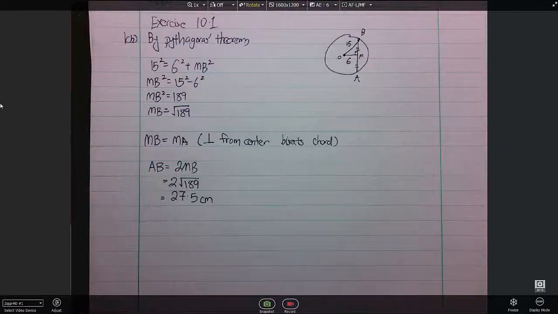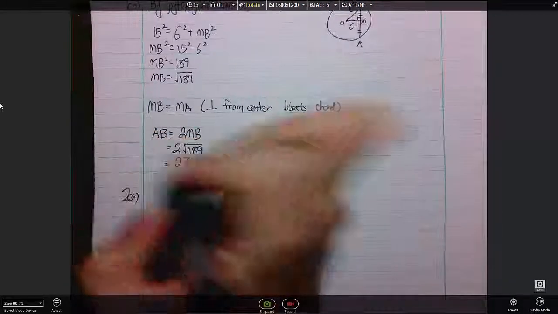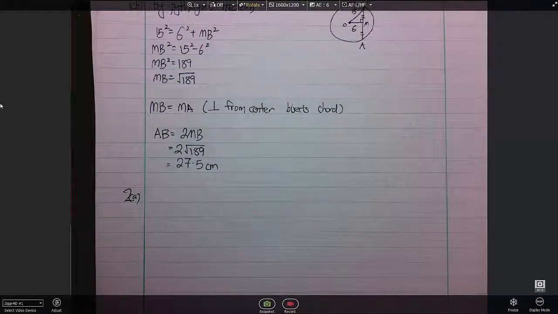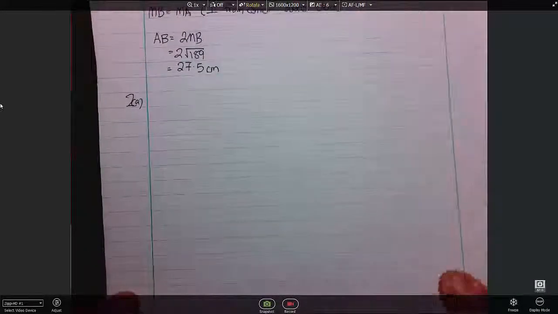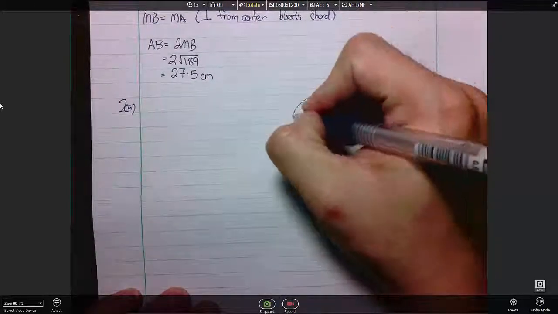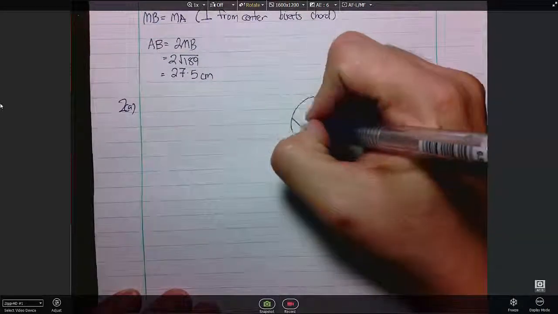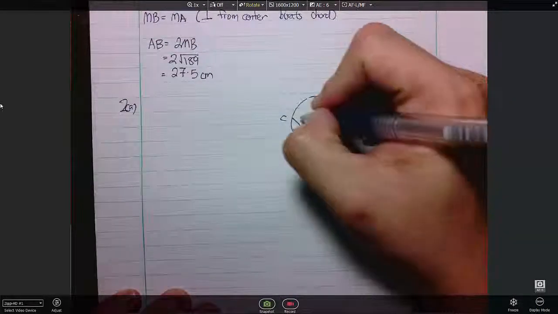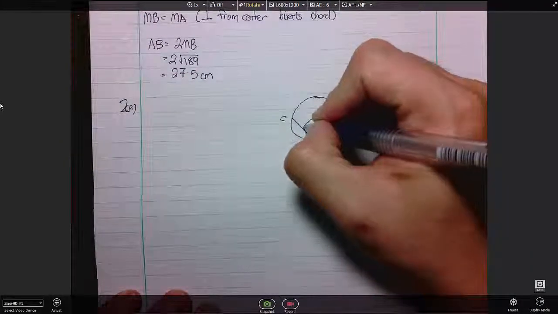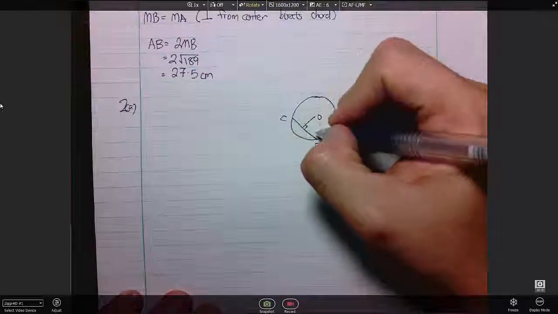Okay, next one that we are going to do will be question 2a. Let me just shift everything up. 2a works like this. They say find the radius of the circle. So if you want to find the radius of the circle, first I give a quick sketch of the question. We have here the chord CD, and we know that this is perpendicular.